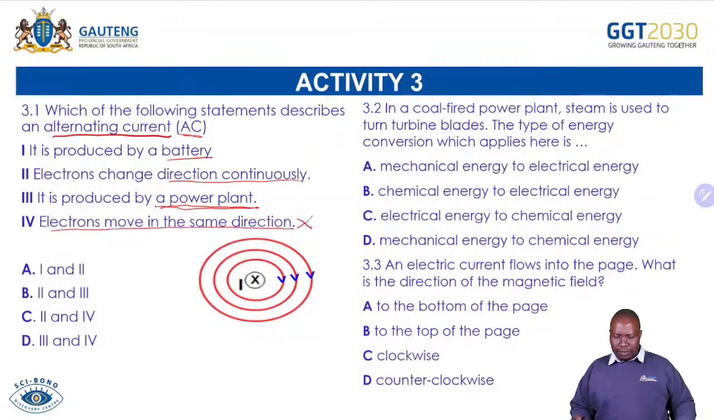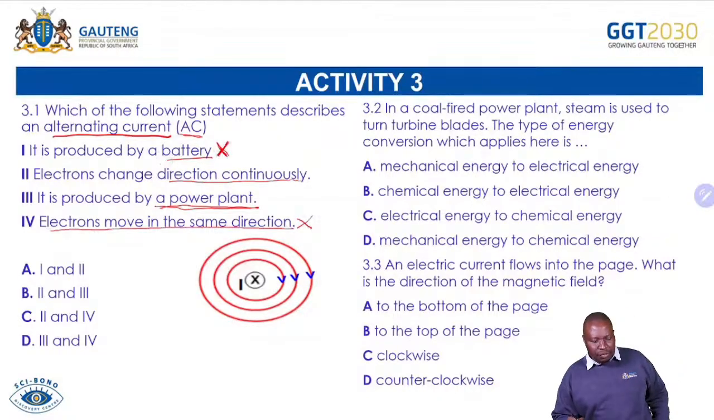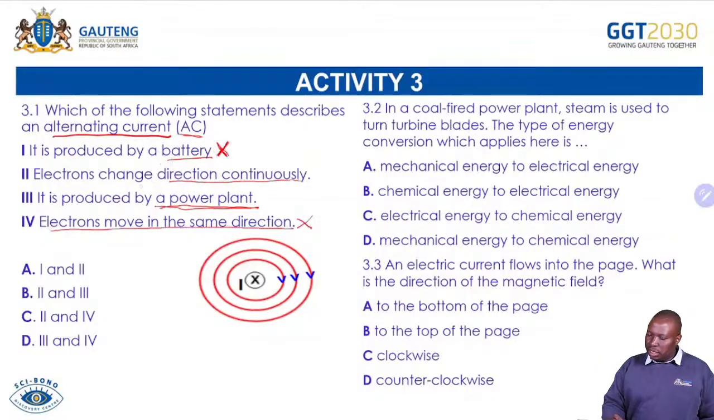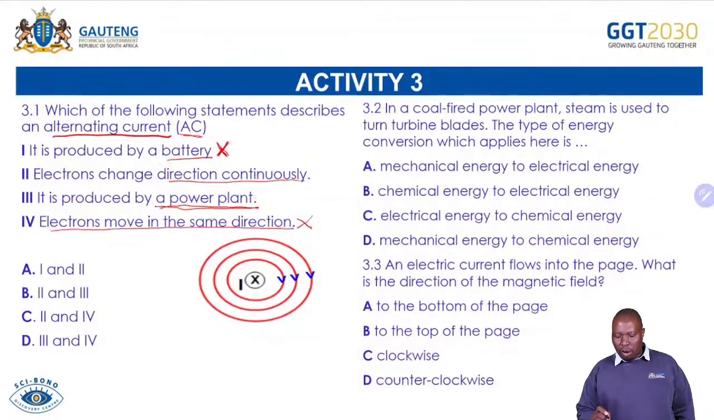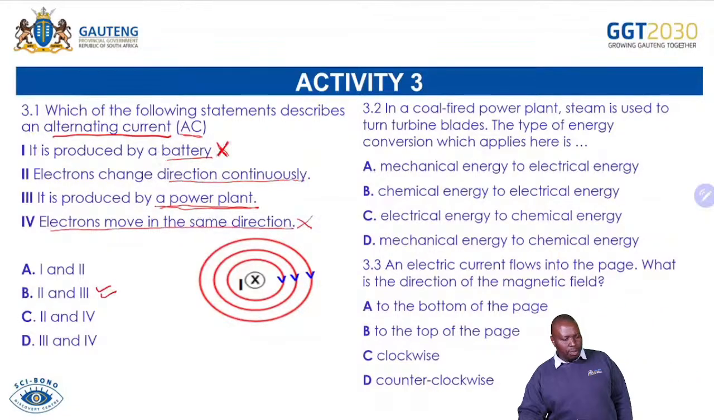It cannot be an option. And here we're saying a battery, or the batteries that we are using. No, we talked about the power plants and all that. The battery must be DC, that one. Then it cannot be AC. Then we are left with Roman numeral 2 to say the electrons change direction continuously, or the current changes direction continuously. It is produced by a power plant. We are agreeing with those, and you can see definitely that B is our answer, and you are able to get your 2 marks with no problem there.